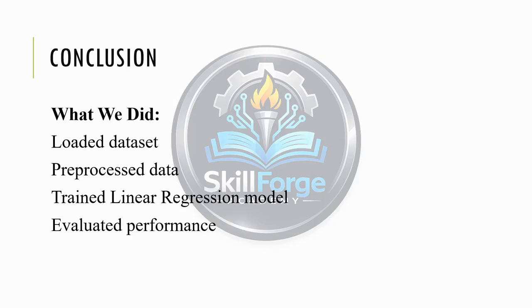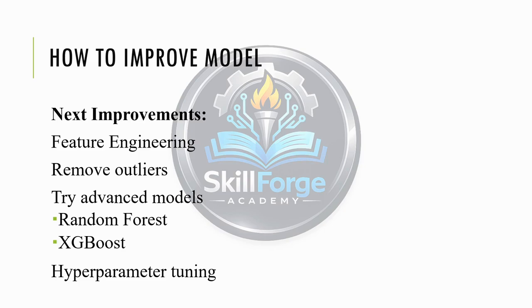So what we have done here, we have loaded the data set, we have pre-processed the data, we have trained a linear regression model, and we have evaluated the performance. So how can we actually improve our model? To improve performance, we can try feature engineering, remove outliers, and use more advanced models like random forest or XGBoost. We can also tune hyperparameters to further boost accuracy. These steps can significantly improve the model beyond baseline.